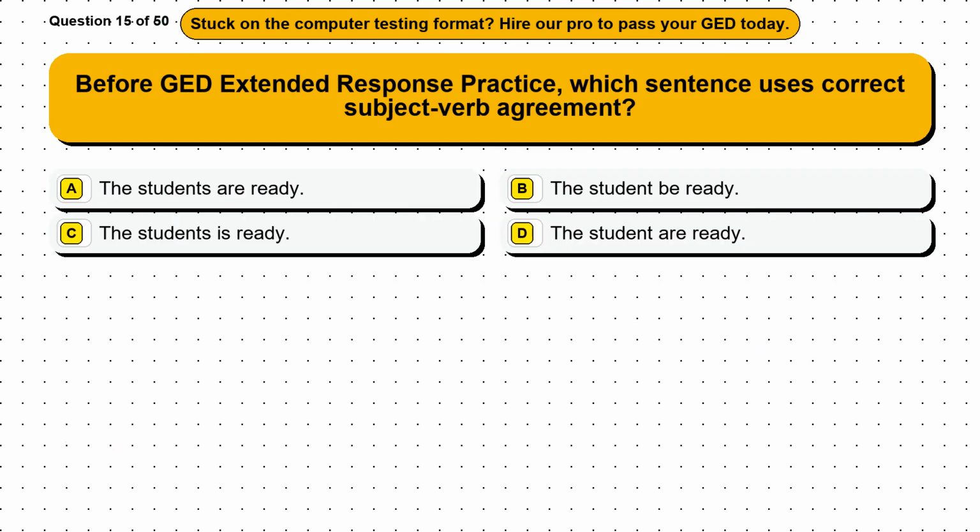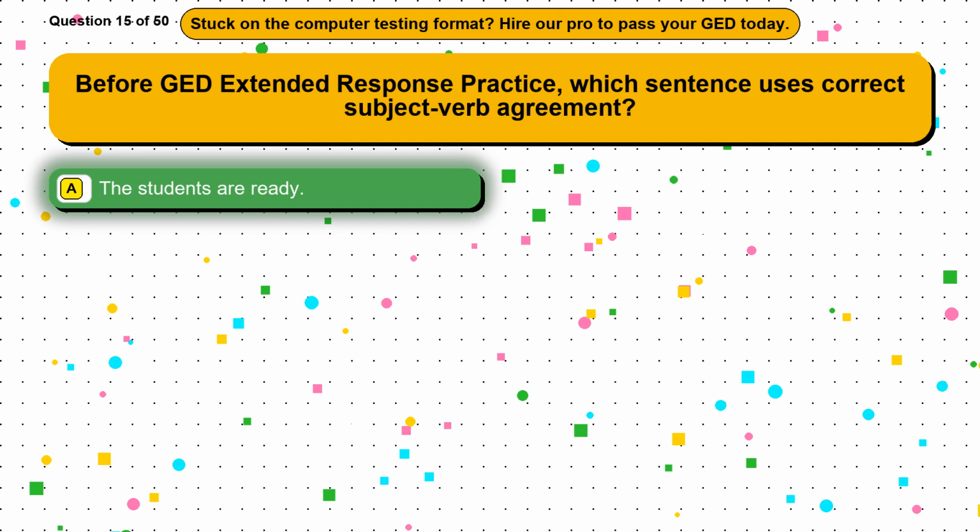Question 15. Before GED Extended Response Practice, which sentence uses correct subject-verb agreement? Option A. The students are ready. Option B. The student be ready. Option C. The students is ready. Option D. The student are ready. The correct answer is option A.